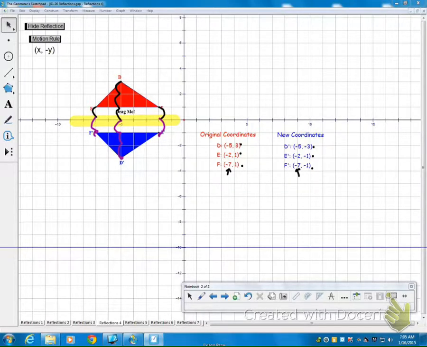So that's a general breakdown of our reflections. It's about the line of reflection and keeping everything the exact same distance so we have that mirror reflection that we're looking at.